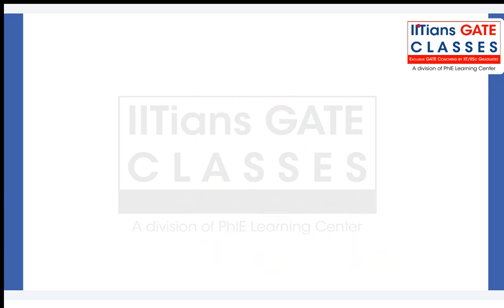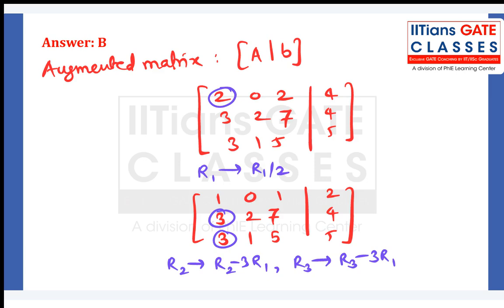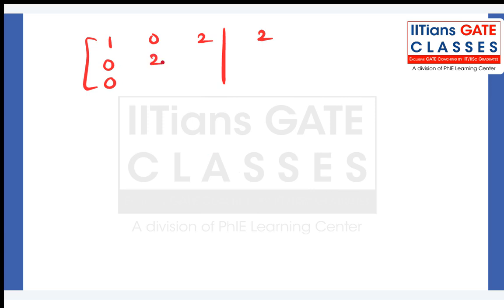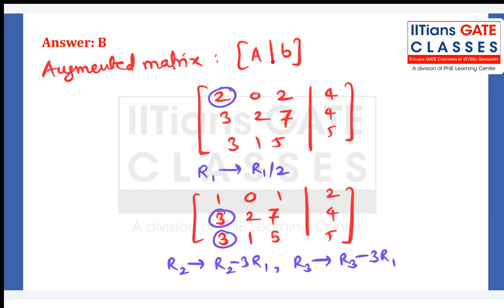So what do you get? The first row is 102, and you'll have 2 here. That remains as it is. These two elements will go to 0. And now R2 minus R3, no? So 2 minus 0, 7 minus 3 is 4. So 2, 4, and minus 2. Okay, so 2, 4, minus 2. And in the third row, it will become again 1, 2, and minus 1. Okay.